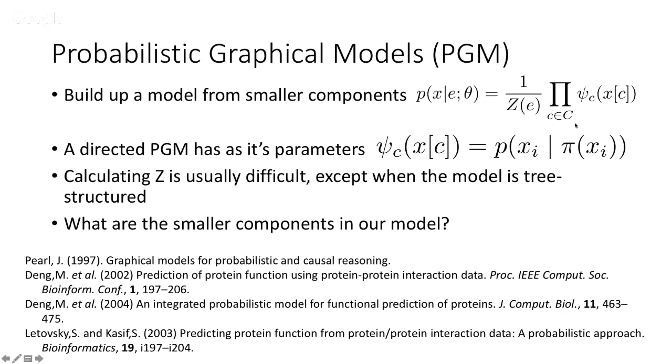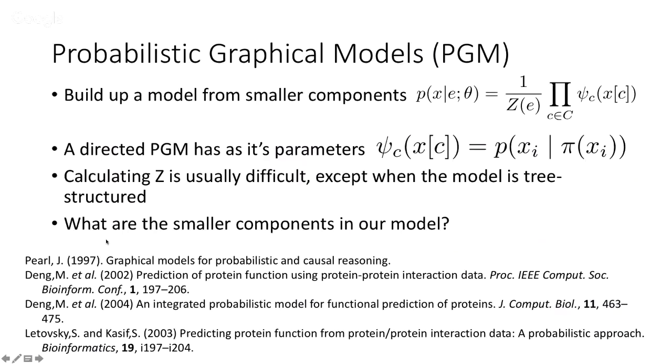The particular form of those subsets of variables depends on the type of model, the semantics of the model, and the assumptions that you want to make about the data. So if you have a directed probabilistic graphical model, then each of its parameters is simply the probability of a particular variable given the parents of that variable in the network, in the graphical model.